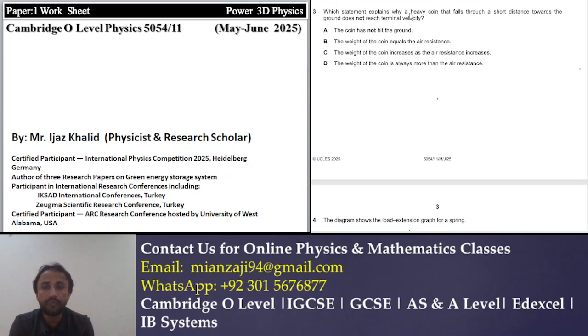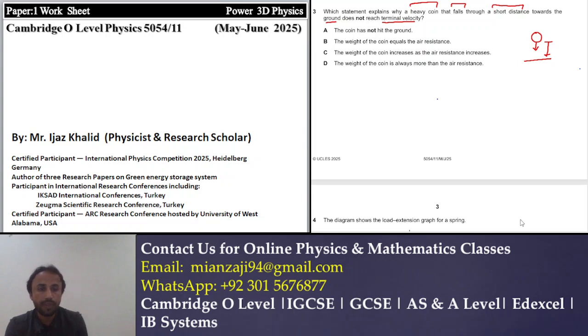Which statement explains why a heavy coin? It means we have a heavy coin that falls. The coin is falling toward the ground through a short distance. Distance is very short, toward the ground, so it doesn't reach terminal velocity. It means we have to understand firstly what terminal velocity is in a detailed way. This is a heavy coin, its mass is very heavy, this is ground level, and it is falling toward the ground through a very short distance. This is all about this scenario.